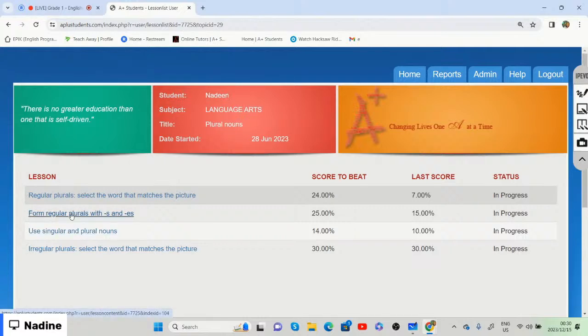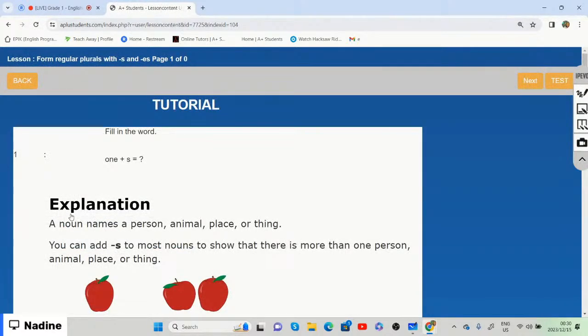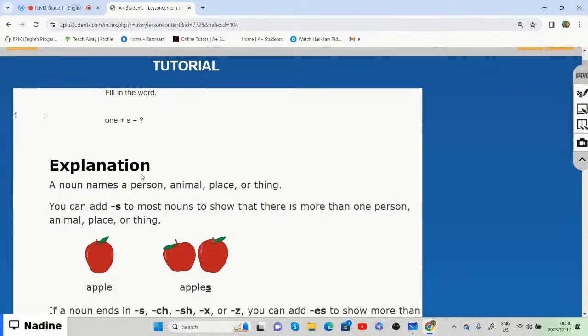So now we're going to form regular plurals with S and ES. I'm really sorry about the connection on the previous one.